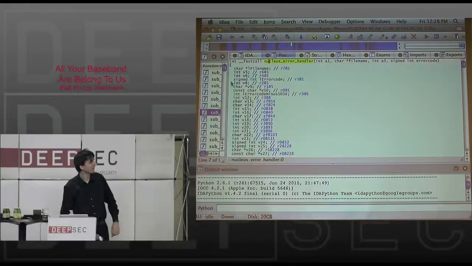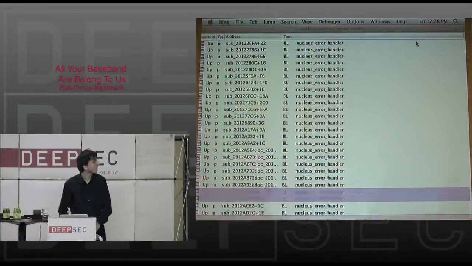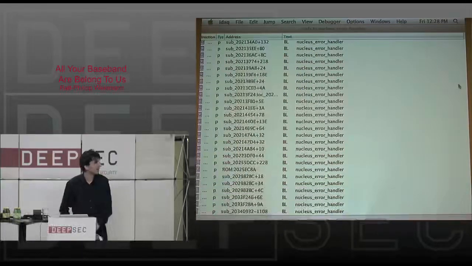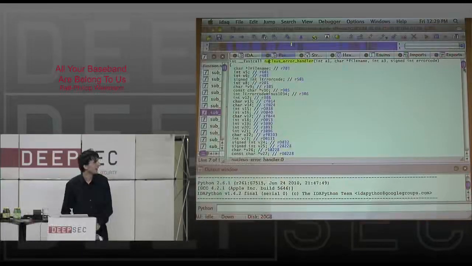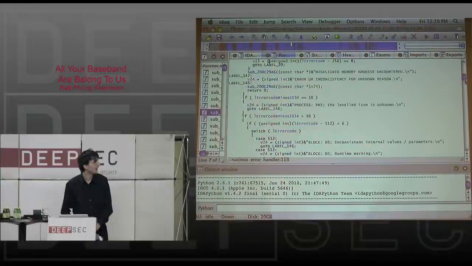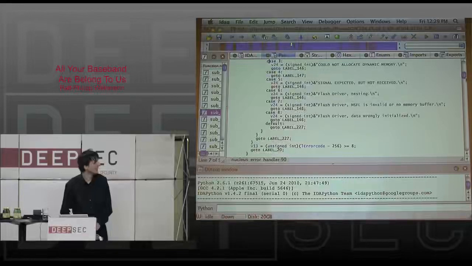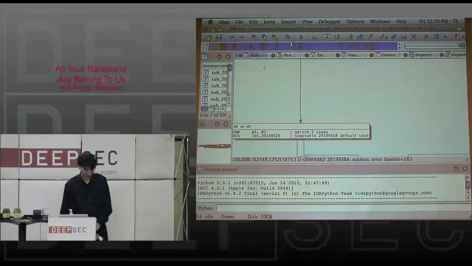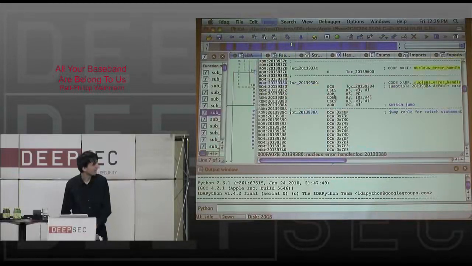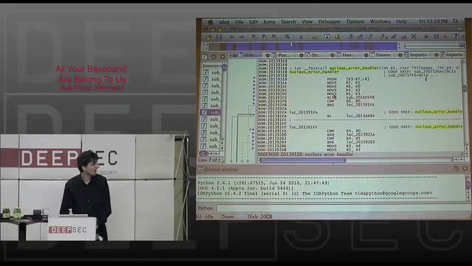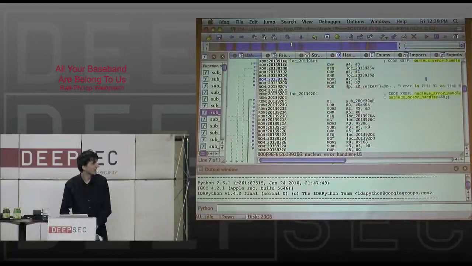So here you see an error handler that is basically used all over the place. I don't see how many times, but okay, you kind of get the impression. And then you see all of these nice switch statements, which you can read. I mean, you can read the same in assembly as well, but it gets kind of painful.